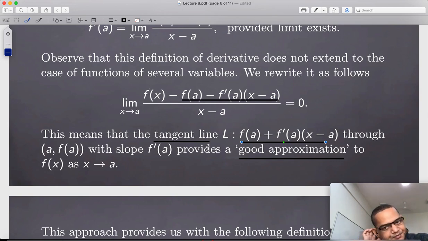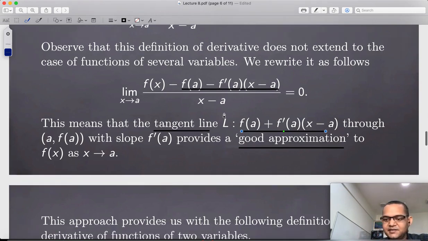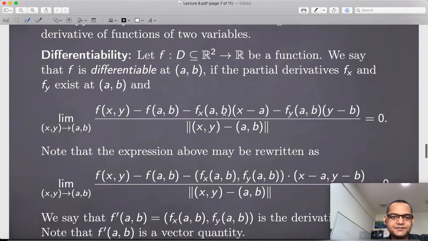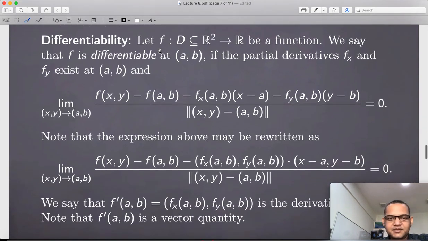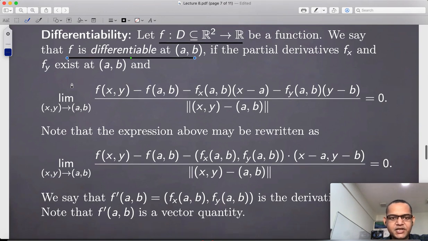So this idea, because we have talked about the tangent plane, is going to extend to the situation when we have functions of 2 variables and 3 variables. So you start with a function of 2 variables, taking values in R, and we say that this function is differentiable at the point (a, b) if its partial derivatives fx and fy exist at this point, and this limit exists and is equal to 0.